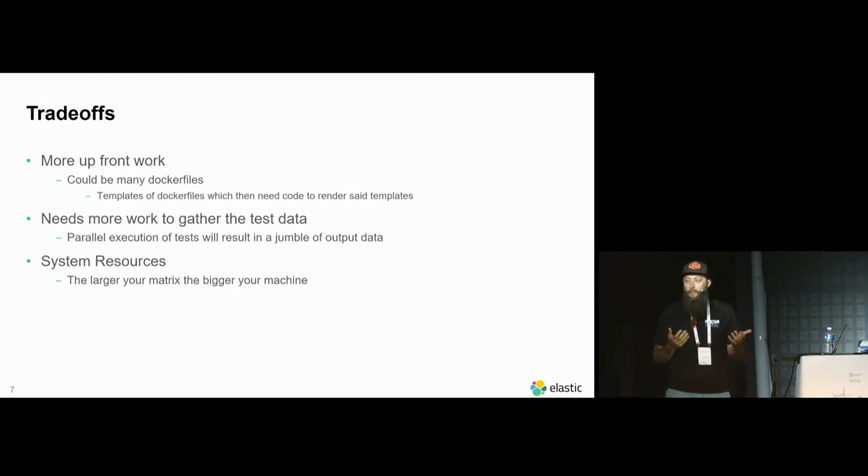So obviously there's going to be some trade-offs. The first one is that there's going to be some more upfront work. The more environments that you want to test against, the more backends you want to test against, you're going to have to create essentially a Dockerfile, create a Docker image for all of these different elements in your test matrix, which could lead to many, many files.